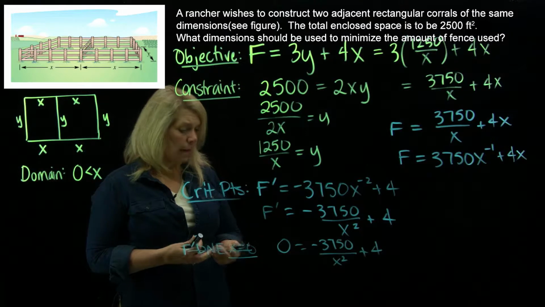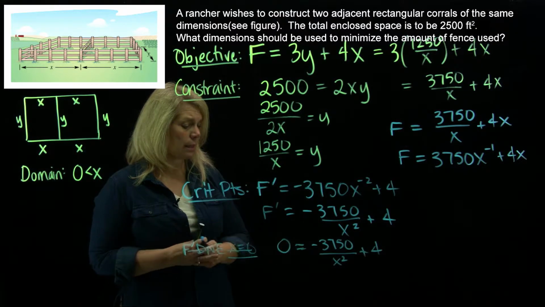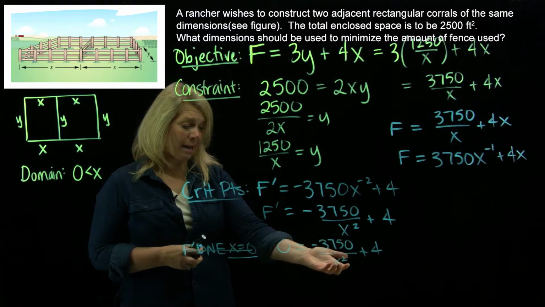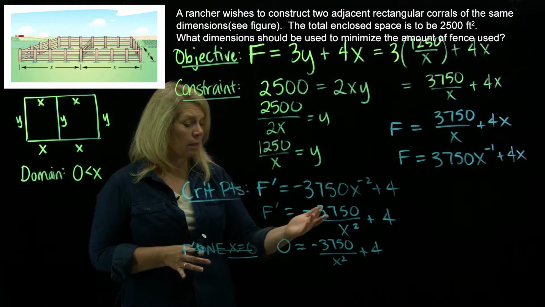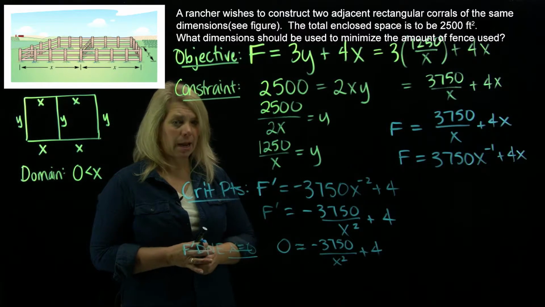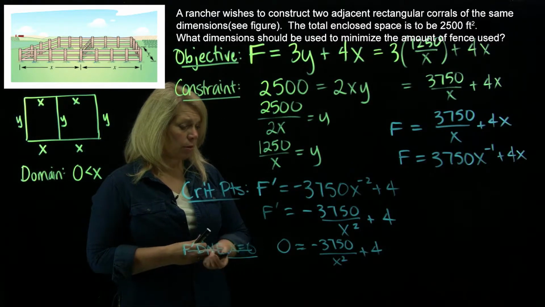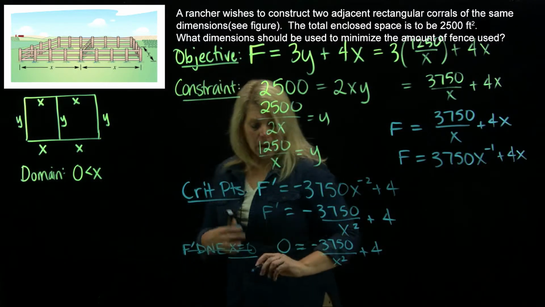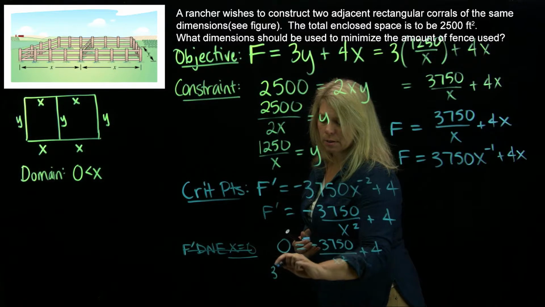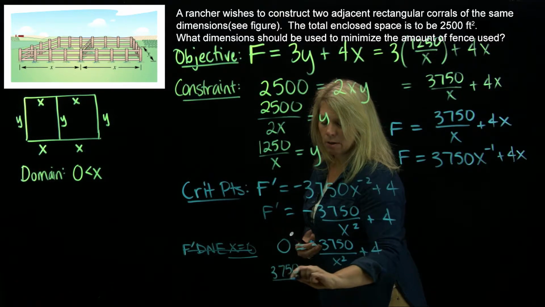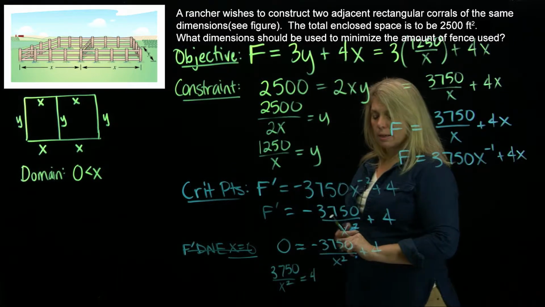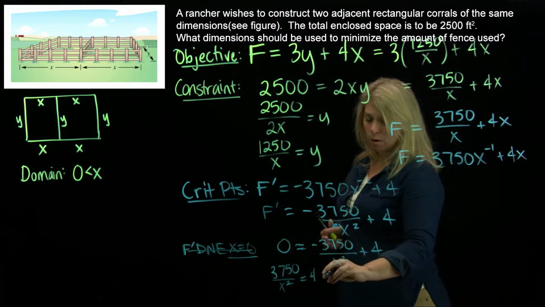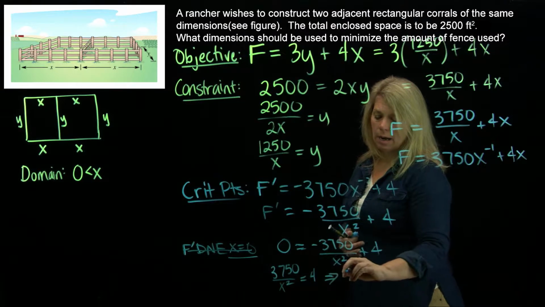You just have to use correct algebra to make sure that you isolate the x. I might think about adding this term, 3750 over x squared, to both sides, multiplying through maybe by x squared, dividing through perhaps by 4 then. I'm just going to write out some of those steps. 3750 over x squared equals 4. Multiply through by x squared, divide through by 4, square root both sides.